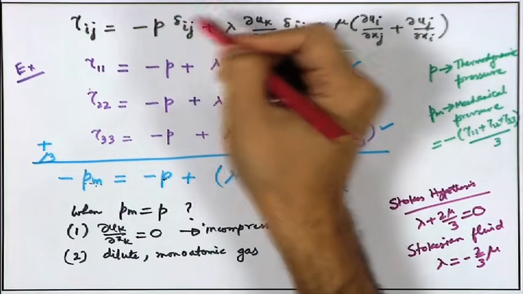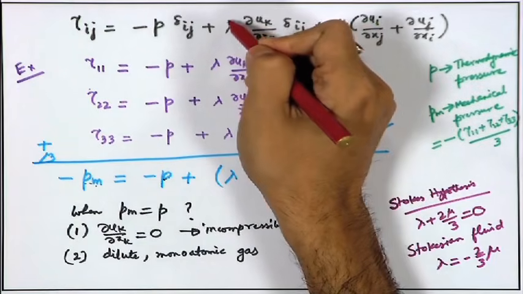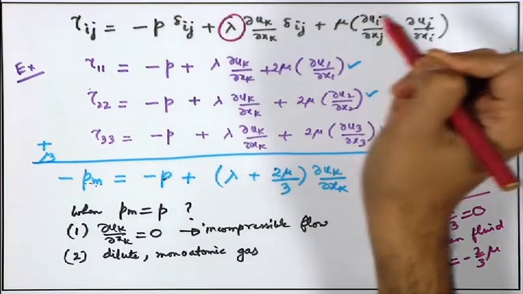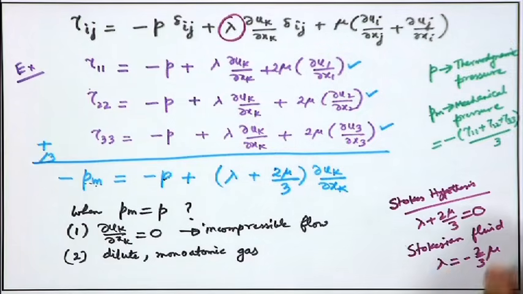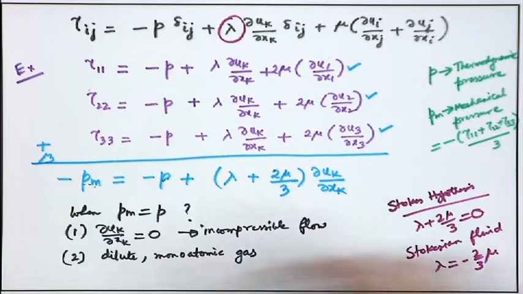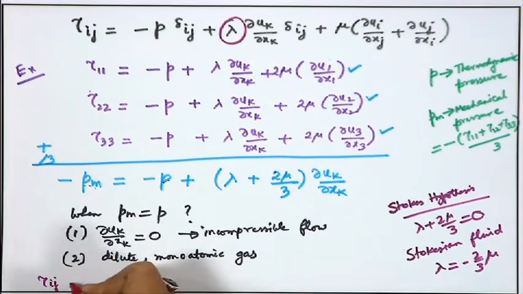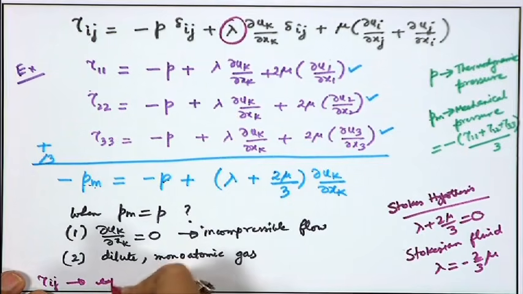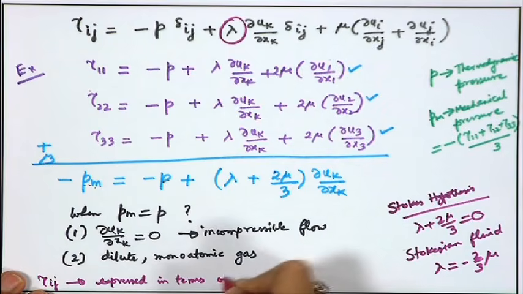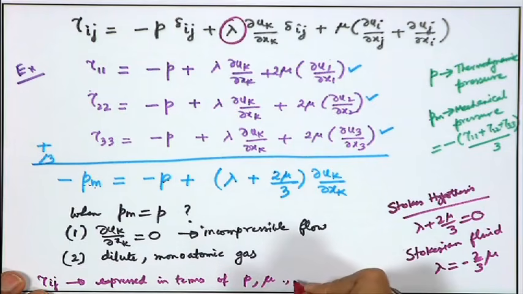So, now when the Stokes hypothesis is valid, let us come to this equation which we have just written. So, in place of this lambda, if you write minus 2/3 mu, then the tau ij we are able to write in terms of how many parameters, expressed in terms of p, mu and velocity related parameters.